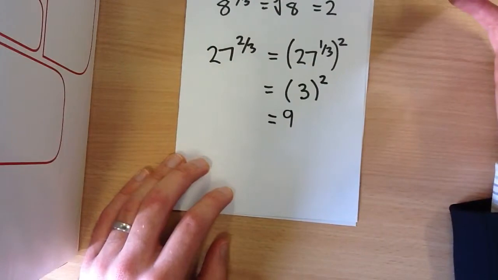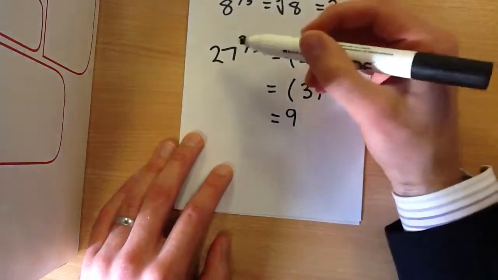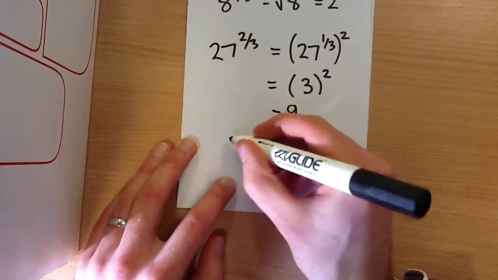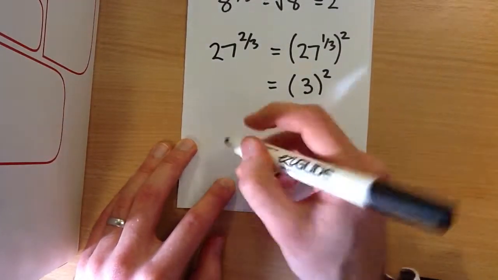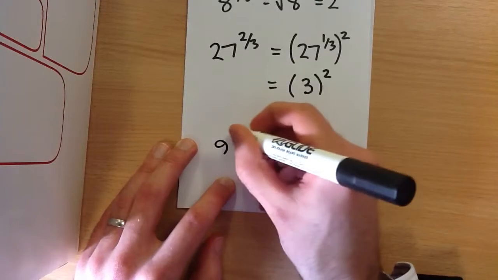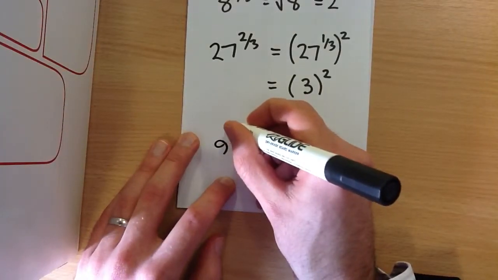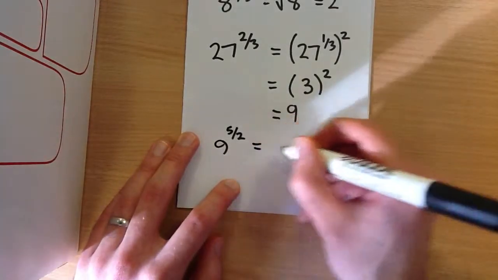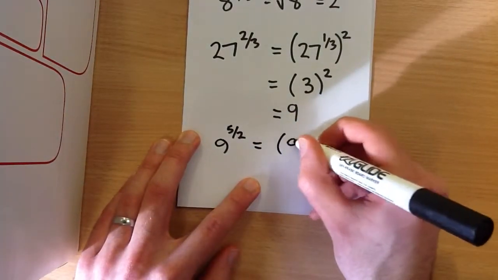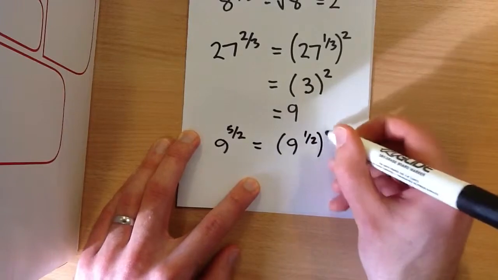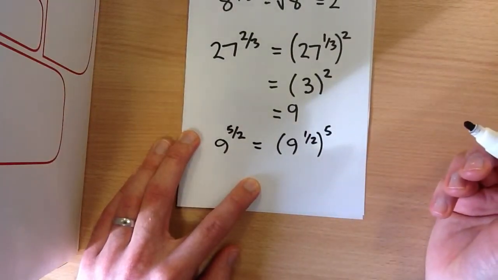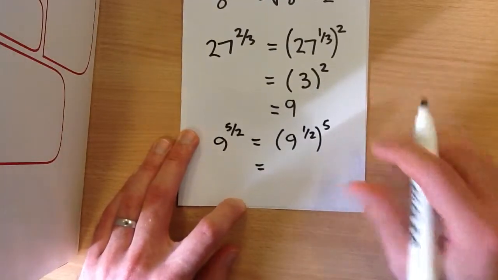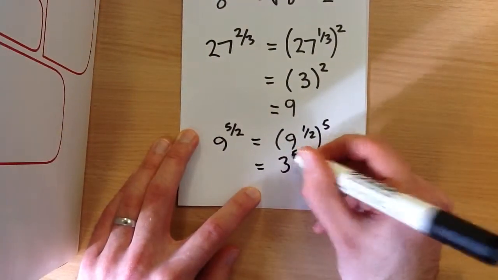Equally, I could ask you similar questions, and don't worry if the number on the top here is bigger. So for example, I could say, what is 9 to the power 5/2? So that would be, separate that out again, 9 to the power a half, all to the power 5. 9 to the power a half means what is the square root of 9? So that's the answer of 3, and it's 3 to the power 5.